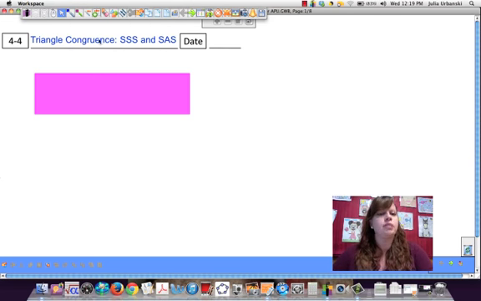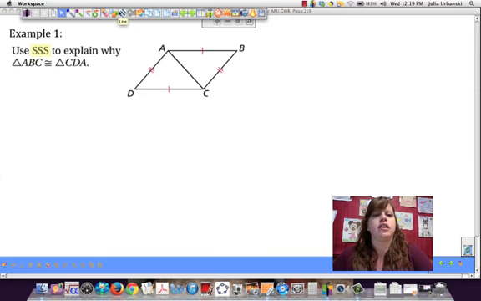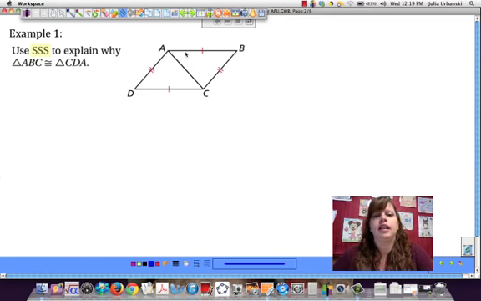Okay, so it's really important to show that two triangles are congruent before you try to use the properties of congruence. We're going to use side, side, side, and side, angle, side today. So to use side, side, side, I need to know that the three sides in one triangle match the three sides of another triangle. I'm going to start with triangle ABC.